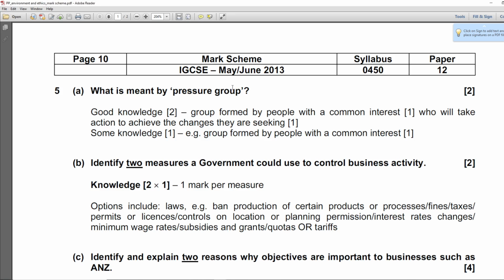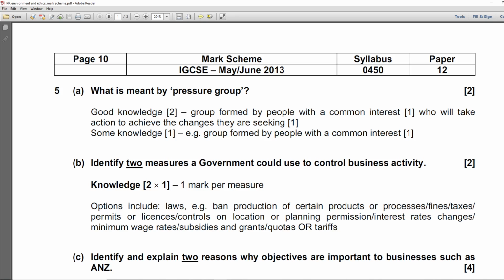A group formed by people. See here, keywords: common interests. If you are able to show something similar to this, then you will get points as well. You will get your point if you show some similar expression, such as common interest, who would take action to achieve the changes they are seeking. The answers that I see in the chat box are pretty good.